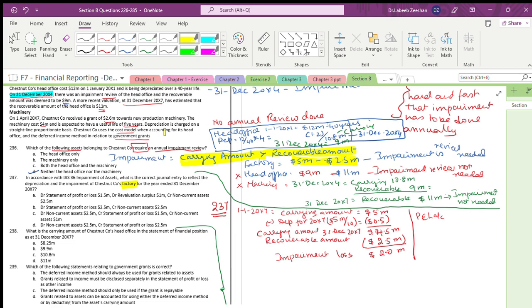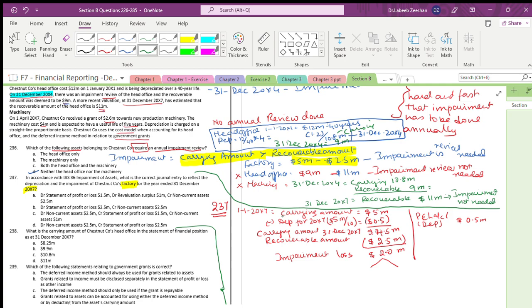They said how much we have to debit during the year 2007. Two million is the loss. Profit and loss account, depreciation. How much is the depreciation we have calculated? 0.5. Next, how much is the impairment loss? 2 million. This has to be divided.